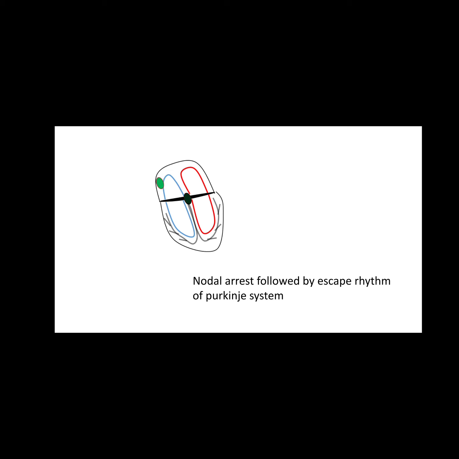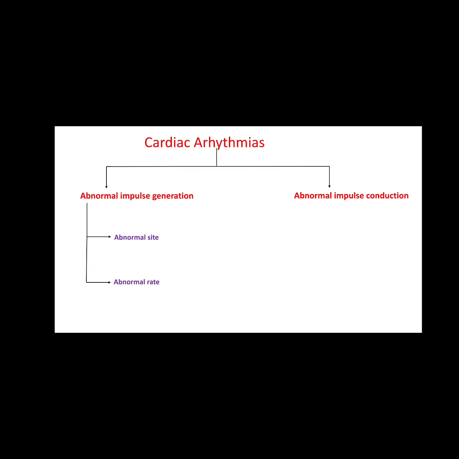Here SA node will be producing beats 70 to 80 beats per minute, but the purkinje system will be firing at the rate of 30 to 40 beats per minute. Therefore, on ECG you will find 80 P waves and 40 QRS complexes. So, in a cardiac arrhythmia, abnormal site may be AV node or the impulse generated from the AV node or the impulse generated from the purkinje system.